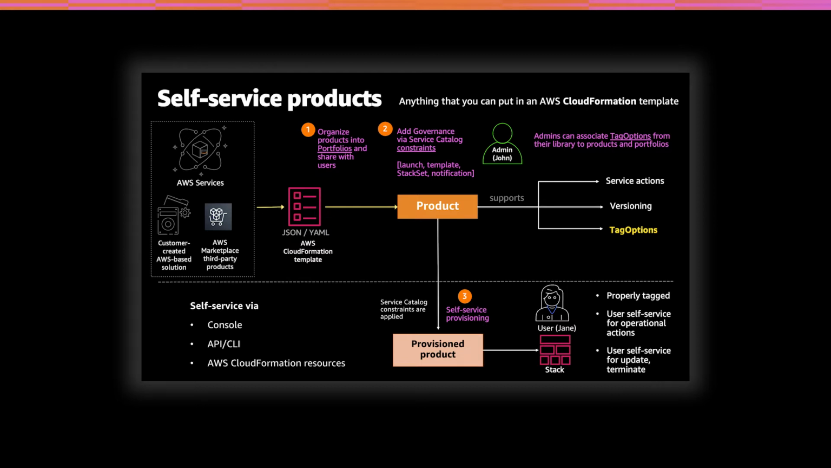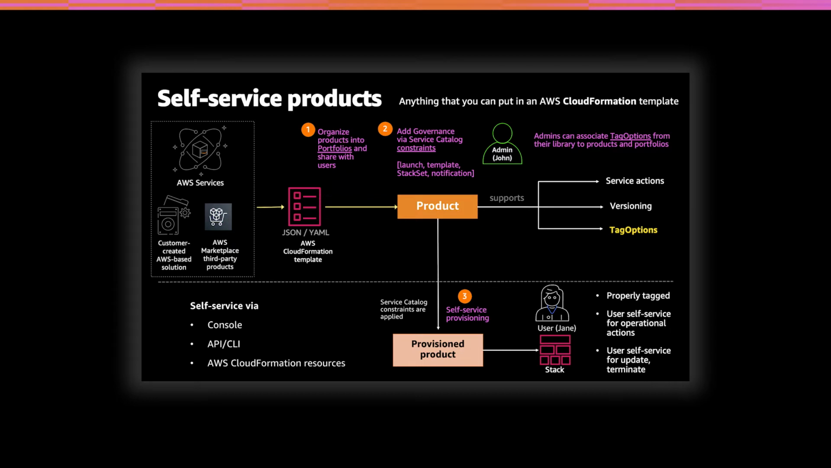So step 3, once you've created the products, added them to the portfolio, and shared them out with your users, the users can self-service discover and provision those products. And when they provision them, it's done with all of the governance controls that I mentioned. It'll launch with the launch role that's been specified. It will invoke any of the template constraints, CloudFormation parameter controls that have been specified, and tagging will be enforced. So when the end user provisions this, it's properly tagged.